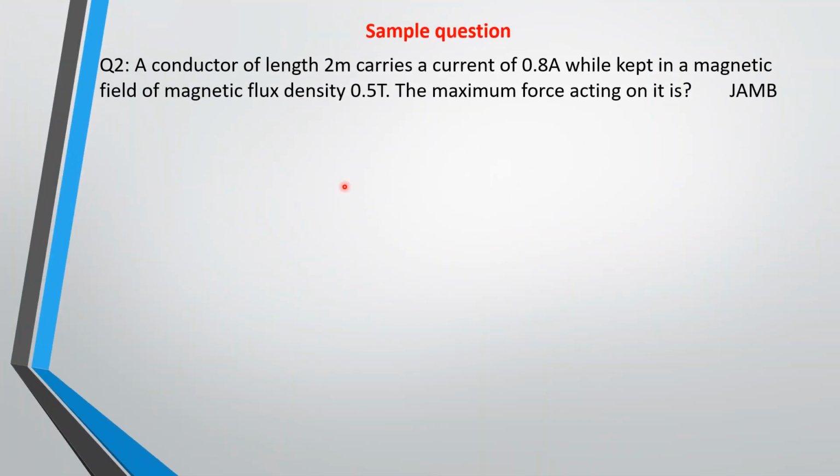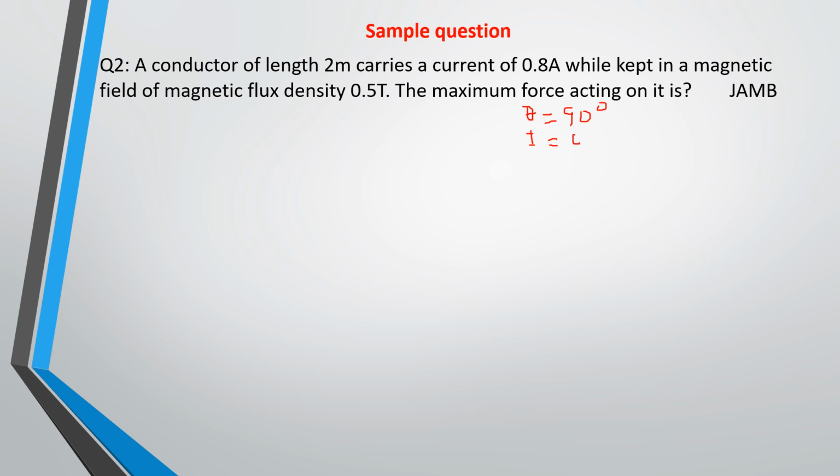Okay, so this one said that a conductor of length 2 meters carries a current of 0.8 amp while kept in a magnetic field of magnetic flux density 0.5 Tesla. The maximum force acting on it is what? Remember, this is a JAMB question, so you are not expected to waste much time. So your own is to write the formula and know that maximum force is experienced when theta is equal to 90 degrees.